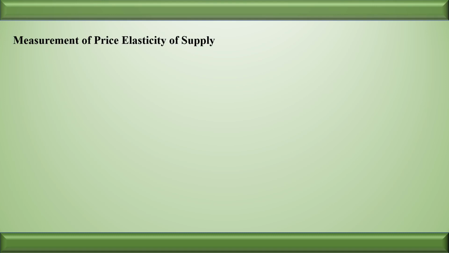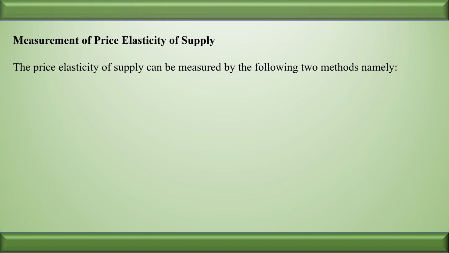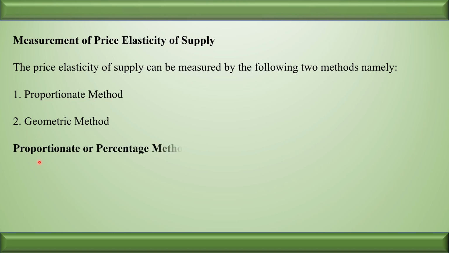Let us see the methods to calculate elasticity of supply. Elasticity of supply can be measured by applying two methods. Number one, proportionate method, and number two, geometric method. So there are two methods to calculate elasticity of supply. First is proportionate method and the second one is geometric method. Let us see the first one, that is proportionate method.